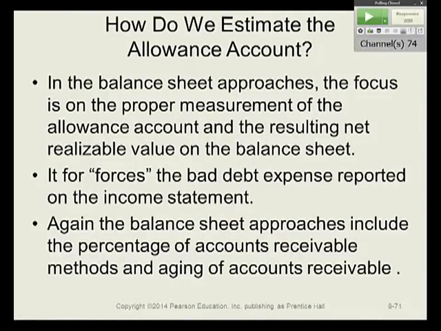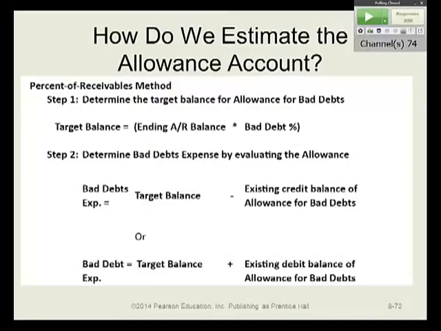On the balance sheet approaches, it's just the opposite. Our objective is to properly value the allowance for bad debts and to properly determine the net realizable value of accounts receivable. So by coming up with the appropriate target measure of the allowance, you wind up forcing the expense. The first method, and we will see some examples, is a percentage of accounts receivable.